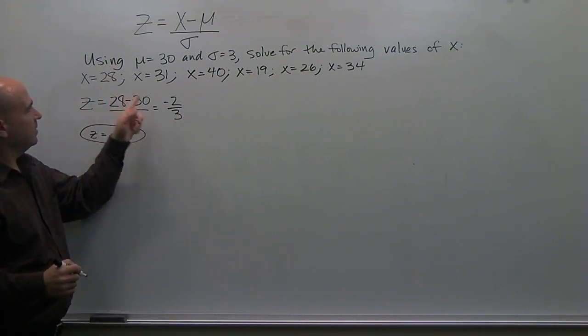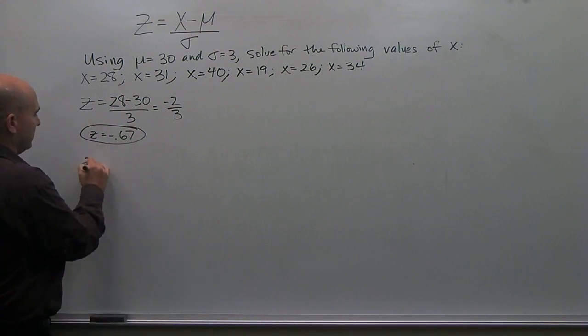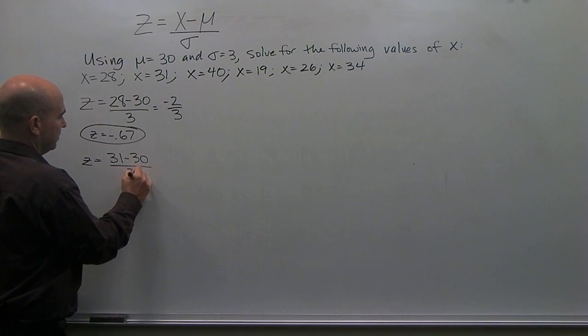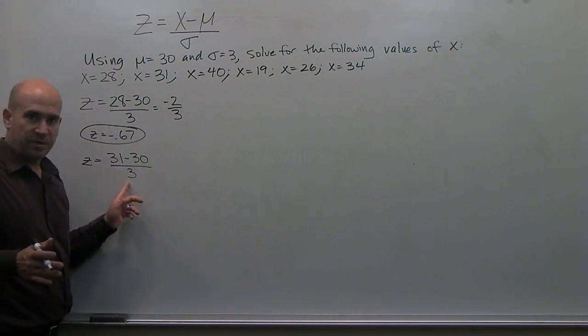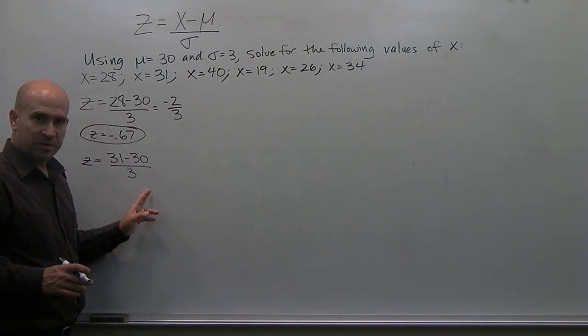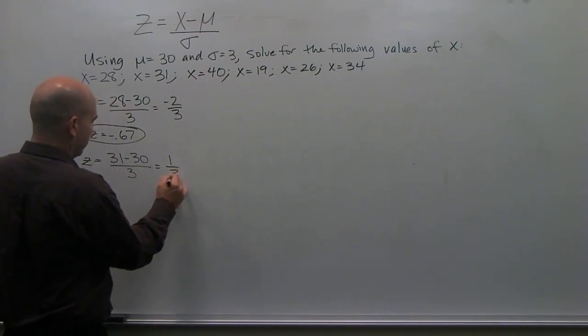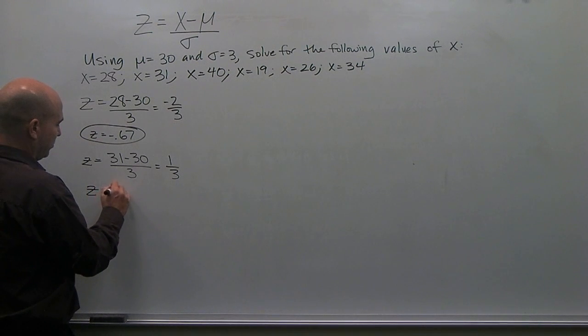Okay, that's 28. Let's go to 31 now. Z equals 31 minus 30 over 3. And make sure that you figured out where all those pieces went and why. That's equal to 1/3, or z equals 0.33.